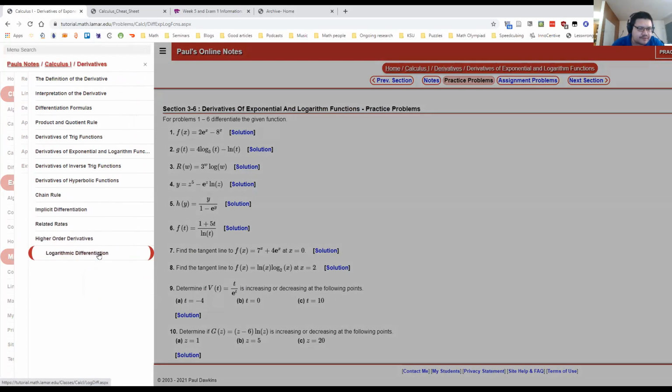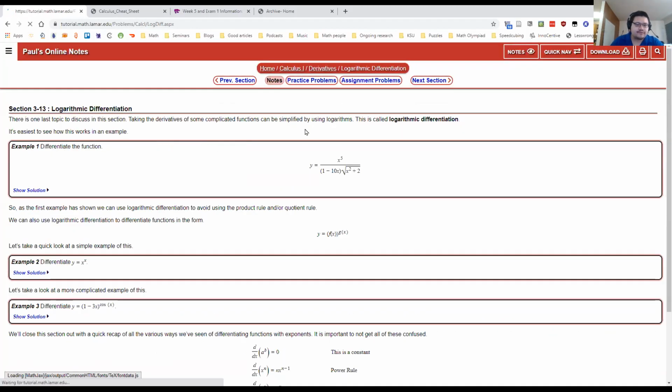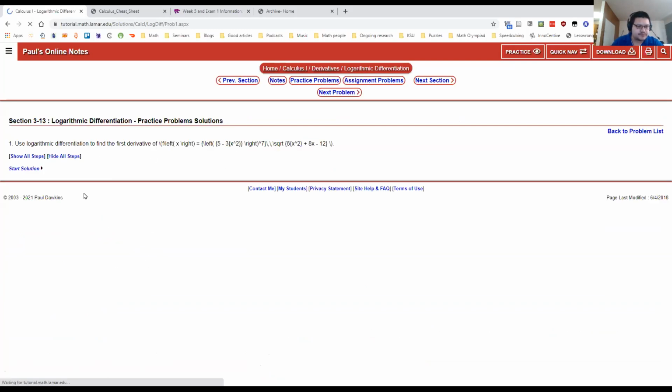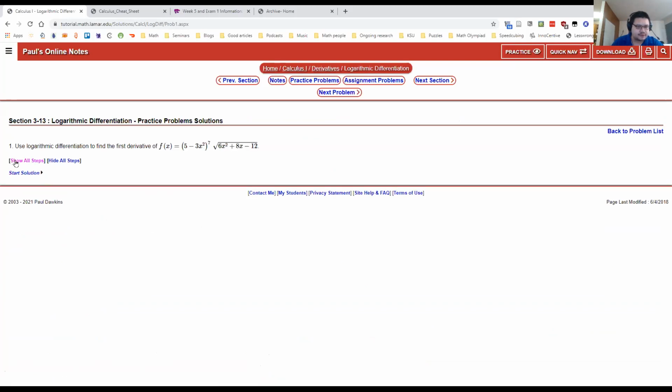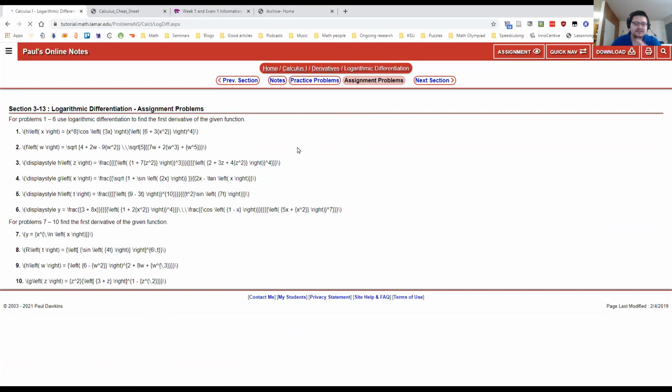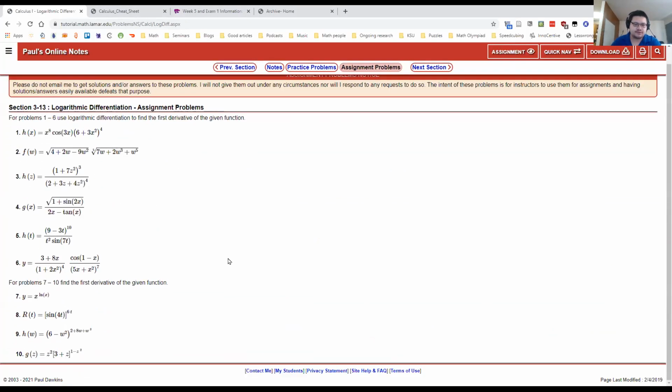Or logarithmic differentiation. So for the Calc 1 problems, he gives you some practice that you could do. You can go through all the steps for number 1 and make sure that you can follow along and understand how to do it. If you want even more additional help, he gives assignment problems where he doesn't give the solutions. But in this case, assuming that there was enough time, you could hop onto someone else's help hours and have them help you verify your work. Have them work through it with you.